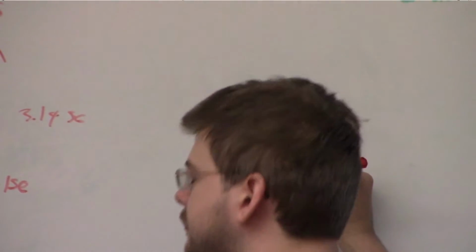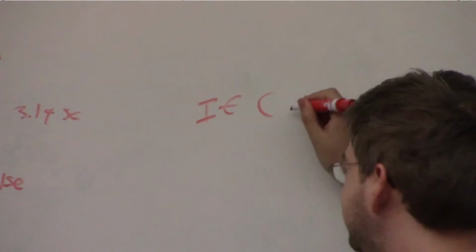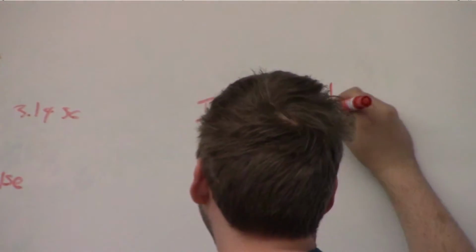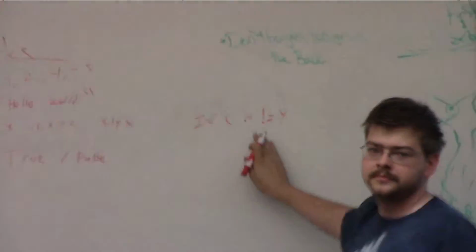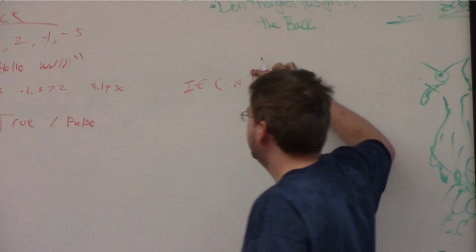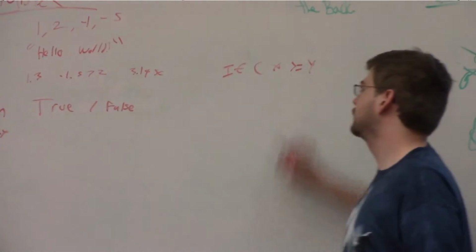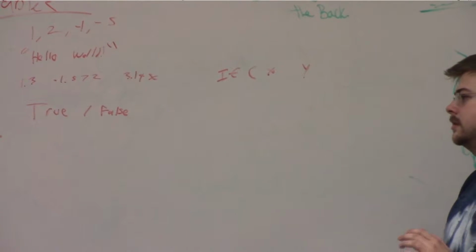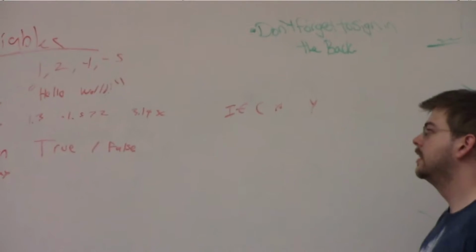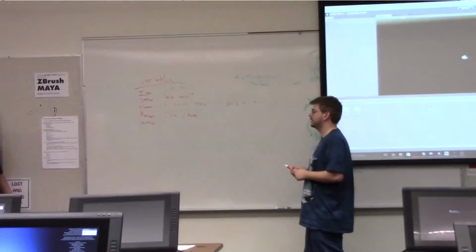What's a good variable? Sure. If x is not equal to y, and not equal is defined with an exclamation point. Or if x is greater than y. You should explain assignment versus evaluation, like the equal sign. Oh yeah, that's right.